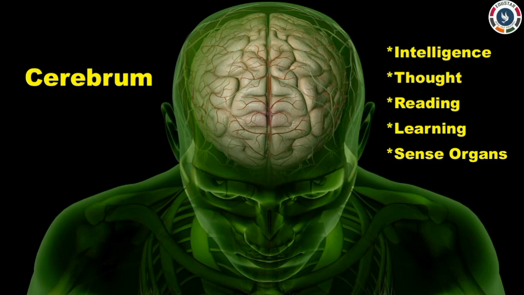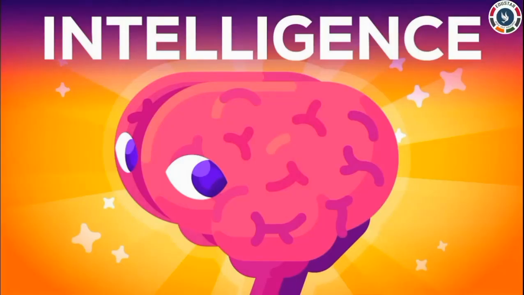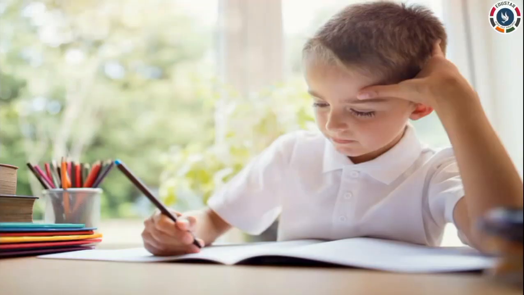All of you look at this picture. It is divided into two halves or hemispheres. Already you have learnt about this word hemisphere in social, isn't it? The cerebrum controls all activities like intelligence and thought, that means what we are thinking, reading and learning. For example, we are doing our homework, solving math sums and learning lessons. For that, we are using our cerebrum.